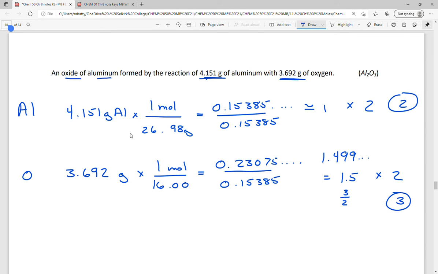And this multiplying by 2 is simply to get this to a whole number value. And so the empirical formula of this, we'd have 2 parts aluminum and 3 parts oxygen. And I know that because of its composition by mass.